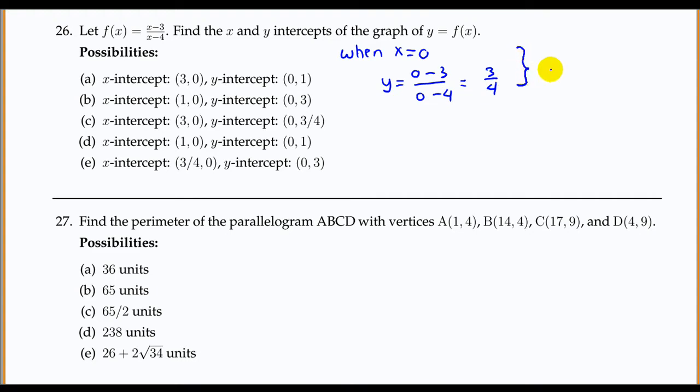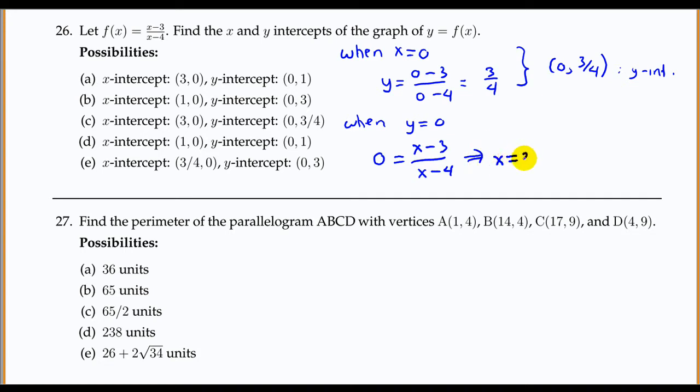So from here we know that (0, 3/4) is the y-intercept. Now to find the x-intercept, let's put y equal to 0. So we have 0 is equal to x minus 3 over x minus 4, and from here we get x equal to 3. So therefore (3, 0) is the x-intercept, and the answer is C.